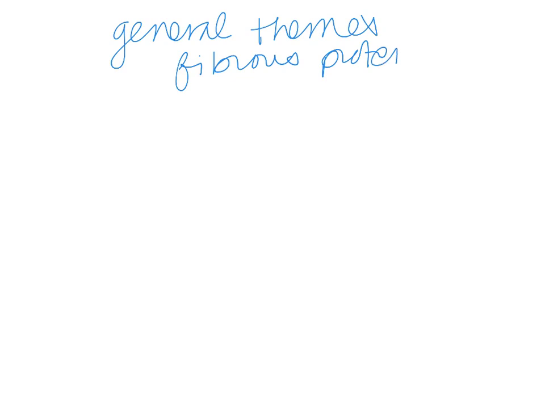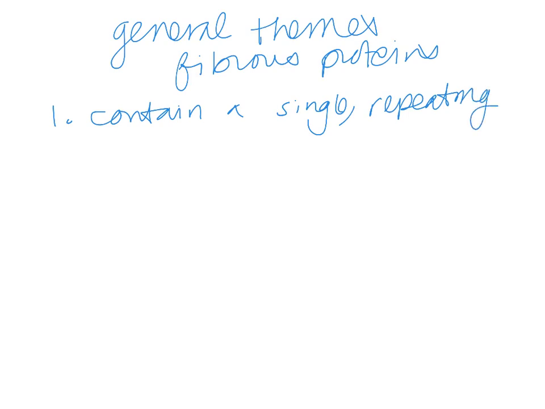Okay, so here are the general themes for fibrous proteins. What I mean by general themes is that all fibrous proteins contain or comprise these same three things. I'm not exactly sure what an all-encompassing word for them is, but the first one is that they all are or contain a single repeating secondary structure. So that means that basically they're either all helical, the entire thing, or they're all beta sheet.